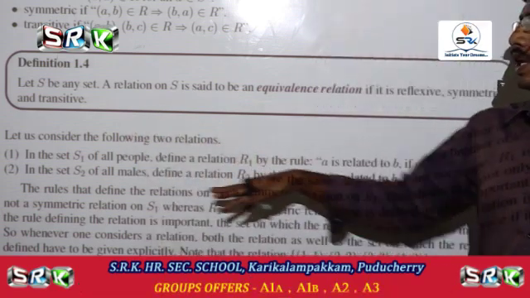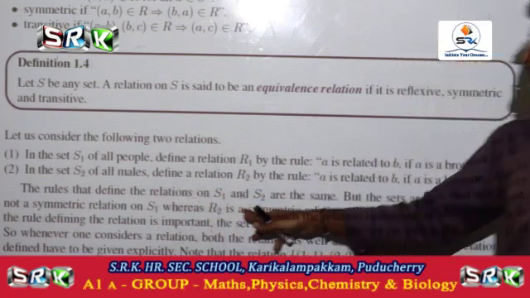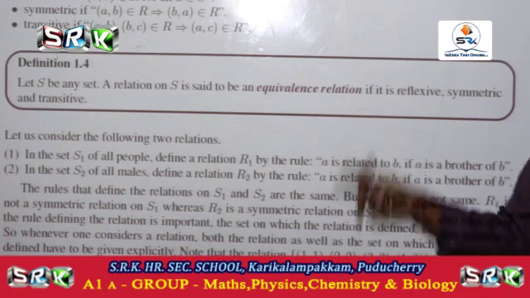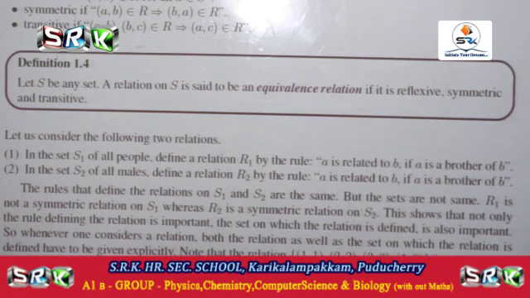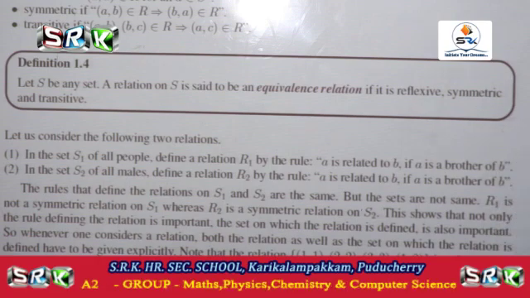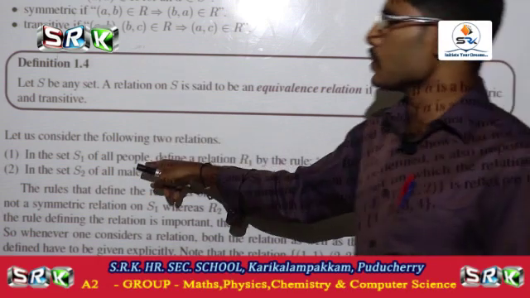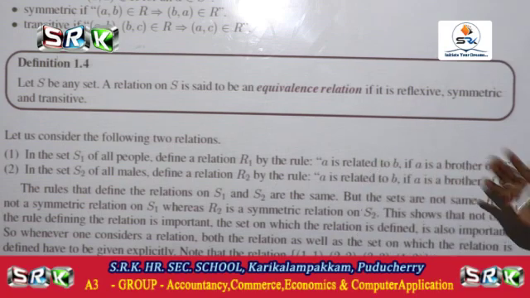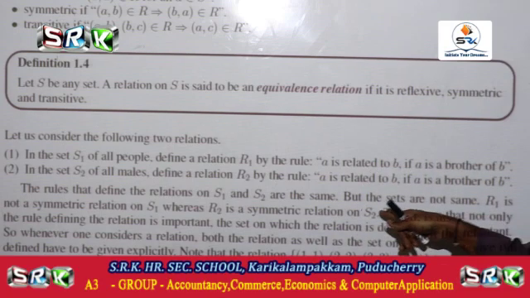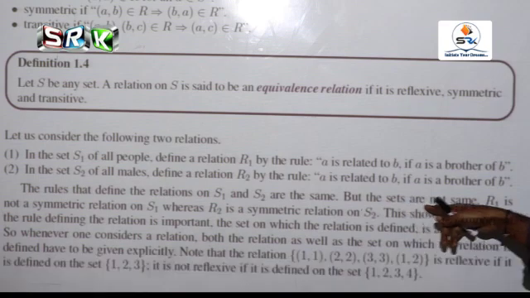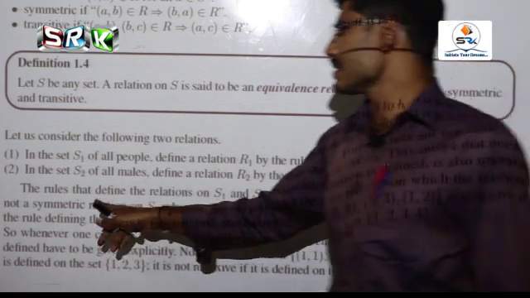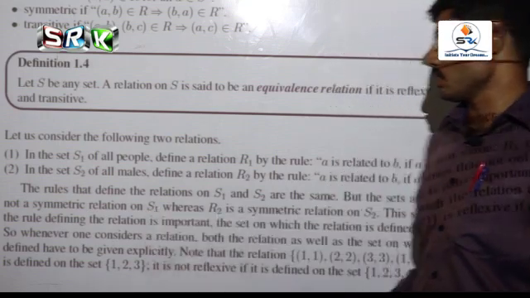So the rules that define the relations on S1 and S2 are the same. The rule is the same for both, but the sets are not the same. People means both male and female. So the sets are not the same. R1 is not a symmetric relation on S1.